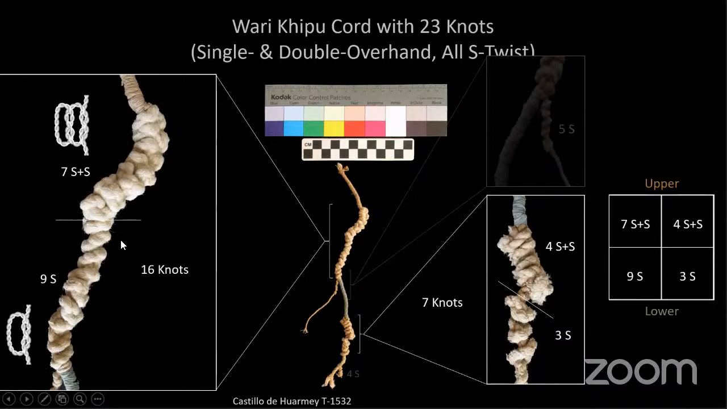It has 16 knots here, and 7 knots here, but it's all one cord, making a total of 23 knots. But they're divided into 2 sections, each beginning with a wrapping of brown and then blue. And each group of cords is divided into double overhand knots and single overhand knots, both of which remind me of the quadripartite division of traditional Andean social structures.